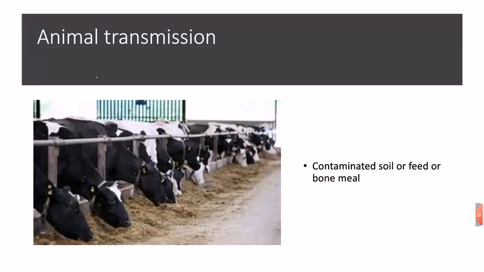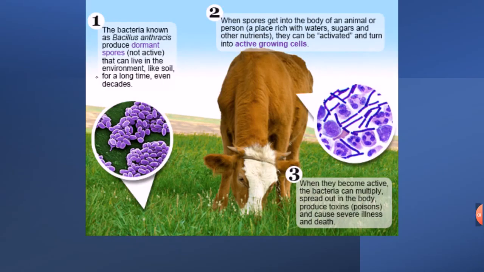If you talk about the animal transmission of this disease, if the animal is grazing on feed, on the soil, or on bone meal which is contaminated with the spores of this bacteria, then the bacteria is going to go inside and cause the disease. The simple picture depicts that a bacterium known as Bacillus anthracis produces dormant spores. They are not active in the environment, but when they go inside the human body, they get the environment to live and nourish, and they become vegetative. They become active over there.